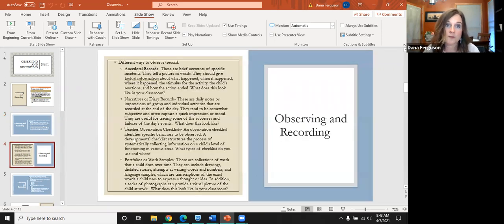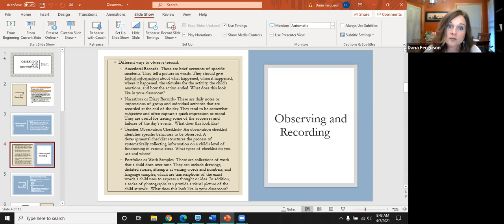So there are different types of ways to observe and record. The way that I was just talking about is called an anecdotal note. These are brief accounts of specific incidents, and they tell a picture in words. They should give factual information about what happened, when it happened, where it happened, the stimulus for the activity, the child's reactions, and how the action ended. Now that sounds like it's going to be a whole long story, right? It doesn't have to be. In fact, anecdotal notes should be pretty brief, and I'll give you some examples of them. We're going to really talk about them here in a little bit.